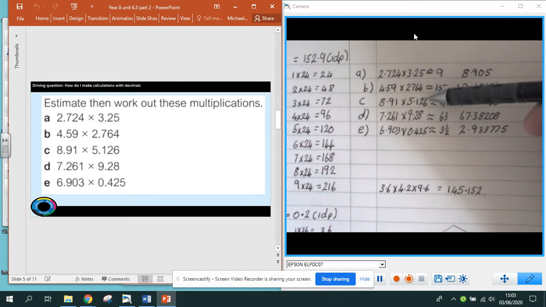8.91 times 5.126, as an estimate will be 9 times 5, which will be 45, and the correct answer is 45.67266. Then an estimate of 63, and the correct answer is 67.783208. And the last one, I've said an estimate of approximately 3.5, and the correct answer is 2.933775.